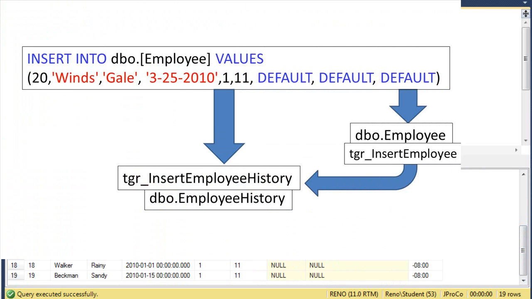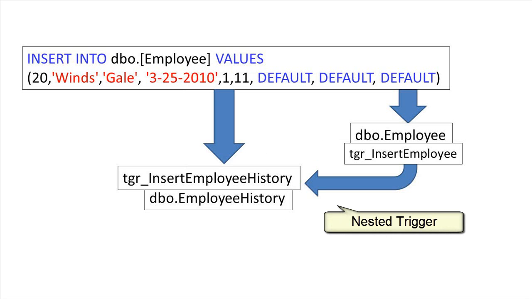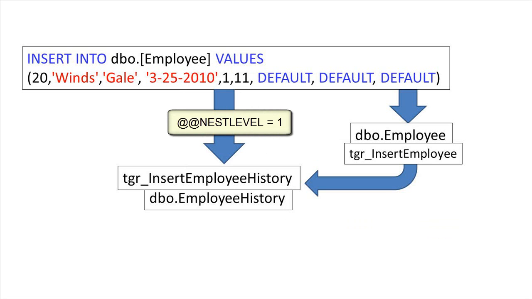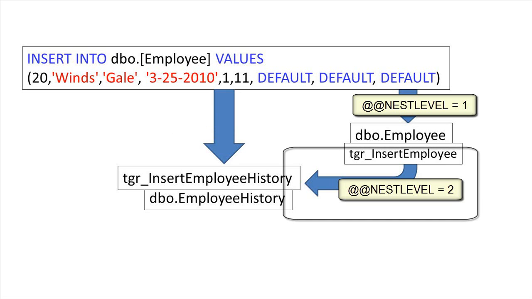So the trg_insert employee history trigger is going to fire off during any type of insert, whether you're inserting this directly yourself or the insert came from another trigger. There is, however, a way to tell these two apart. A trigger firing another trigger is known as a nested trigger. If you call a trigger directly, you have a nest level of just 1. If a trigger calls another trigger, that would have a nest level of 2.